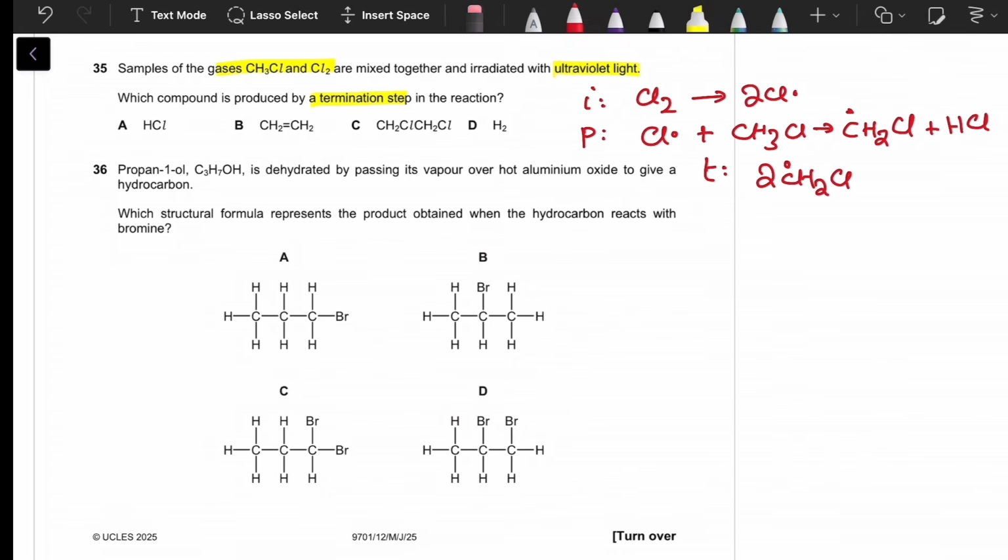So really, the free radical that forms during the propagation step is CH2Cl, and two of these would form option C, CH2Cl, CH2Cl. So the answer would be option C. B is incorrect. No alkenes are formed. HCl is not in the termination step, it's in the propagation, and H2 is incorrect as well.